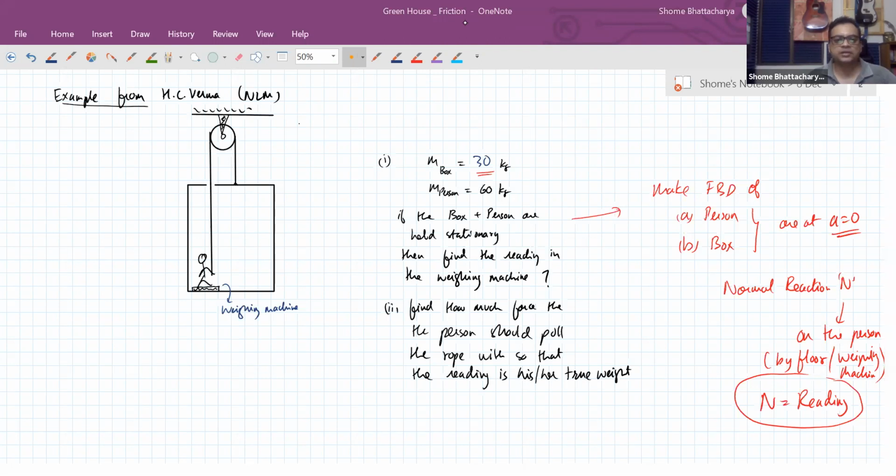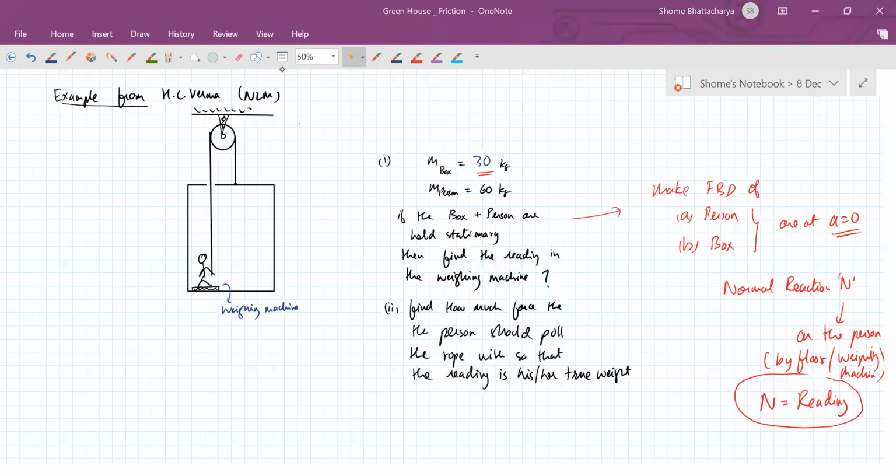Okay, so we'll discuss the second part. Obviously in the first part, you would have seen that the reading will be less than the true weight. When he is applying that much force that the system is at rest, the reading is less than the true weight. No? So then how would he change the system so that the reading is equal to the true weight? You would have to apply an extra amount of force compared to the first part. So the moment he applies extra force, what will happen? The tension has increased. So the system will start, yeah, Krish, that's correct.